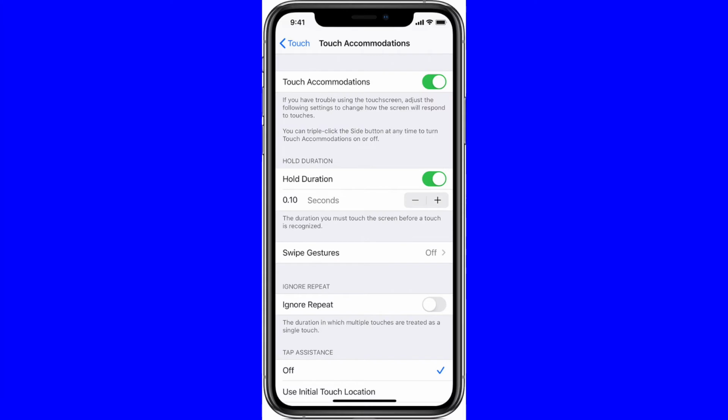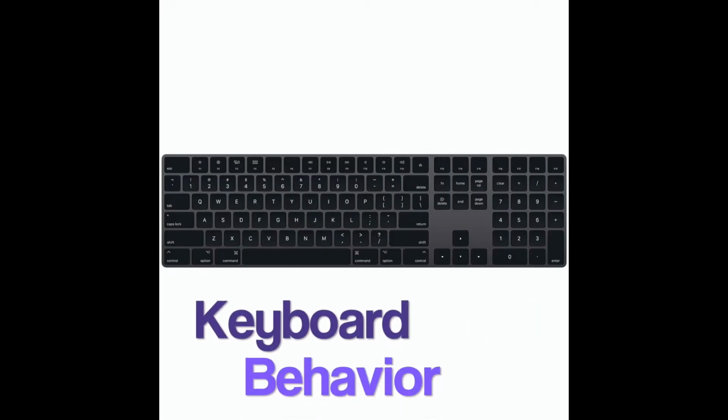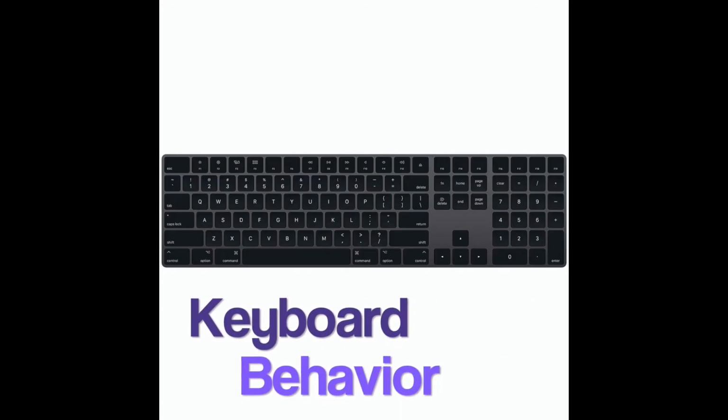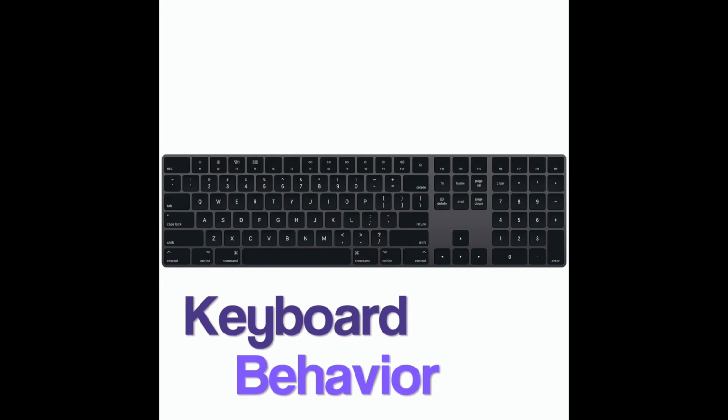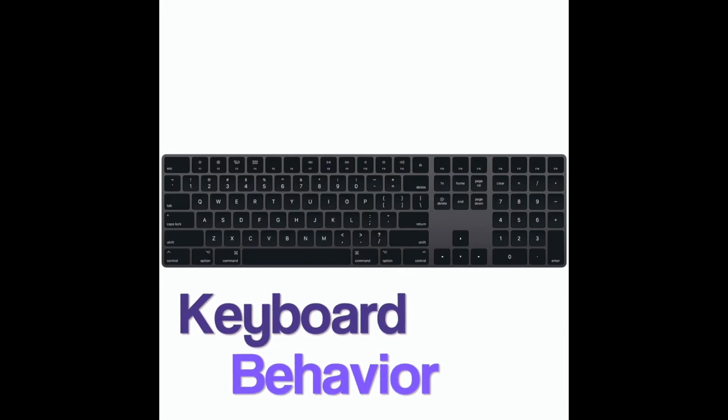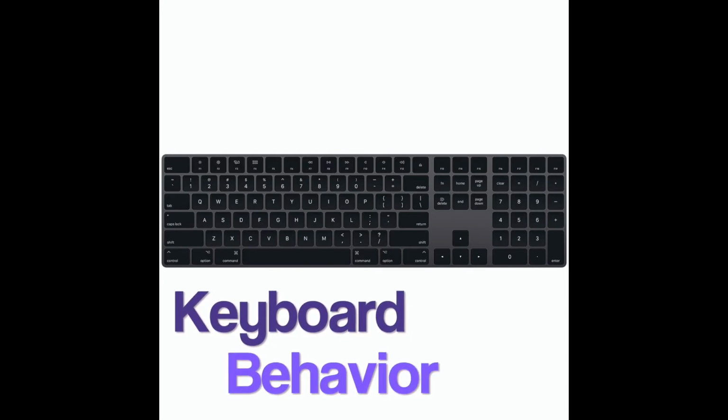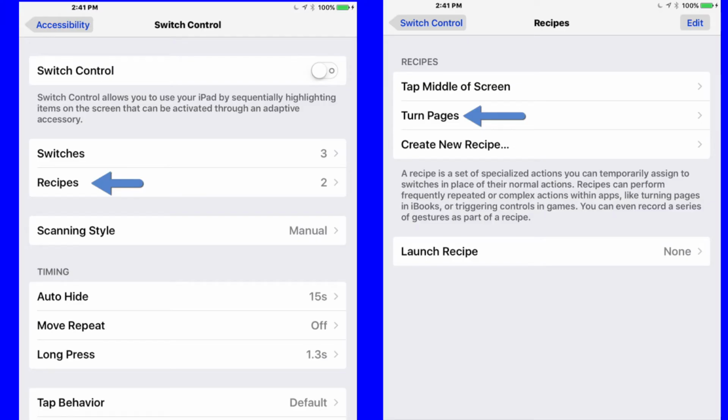Touch accommodations. This new feature allows a user to adjust the sensitivity of the touchscreen. Keyboard behavior. New options allowed a user with a physical disability to control the way a hardware keyboard responded to their touch. Switch recipes for Switch Control. When using Switch Control, each switch performs a different function.